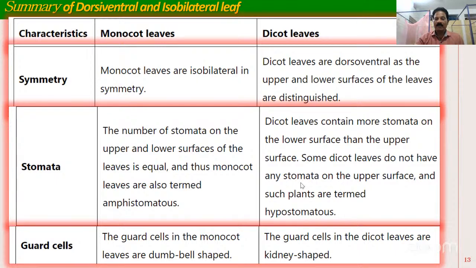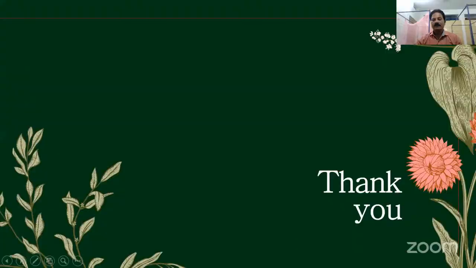That condition is called hypostomatous. Hypo means below, the lower layer. Here amphistomatous means on both the layers. On both the layers you can find stomata. That condition is called amphistomatous condition. Here hypostomatous condition. Here guard cells in monocot are dumbbell shaped. Here guard cells in dicot are kidney shaped. So this is about internal structure of leaf, anatomy of leaf.